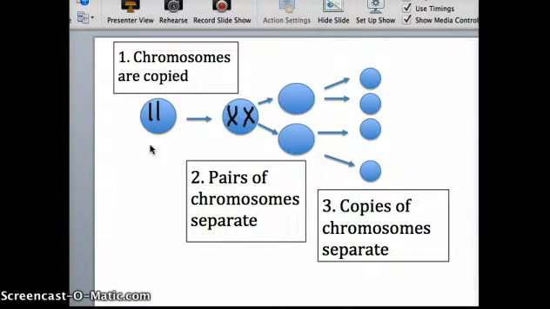Okay, so we have the chromosome pairs. We have them copied, so now they look like X's. Then the pairs are going to separate. And then from there, the copies will separate. So that we have, now here, if we started out with a diploid number of 2, we have now a haploid number of 1.